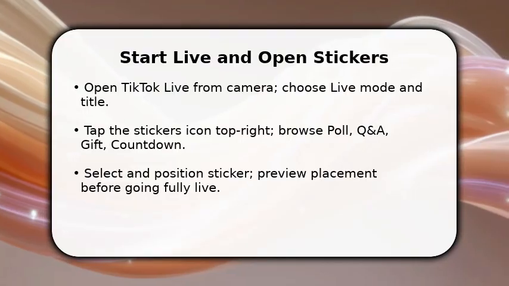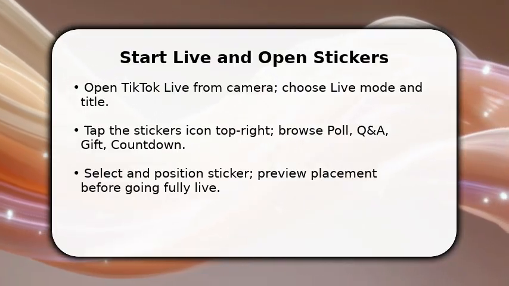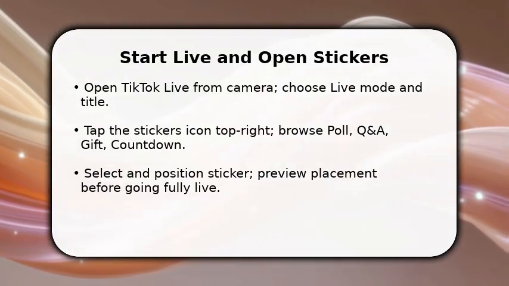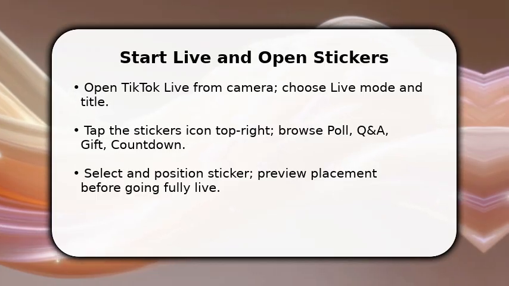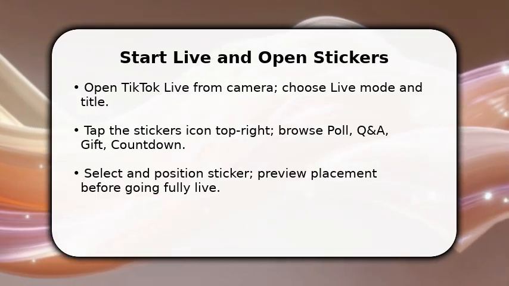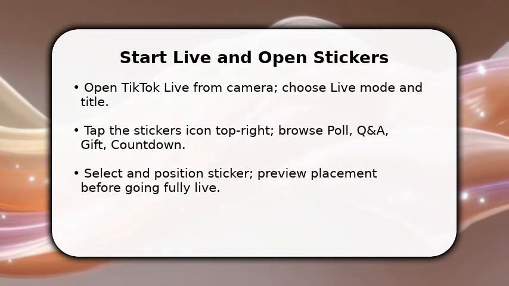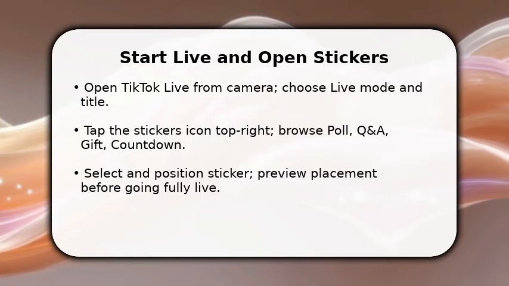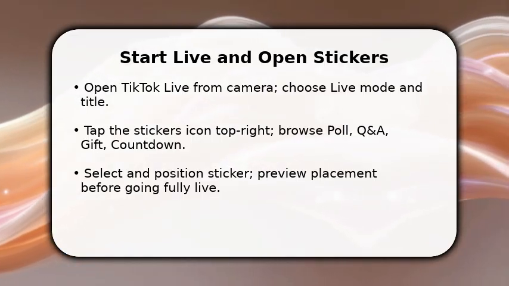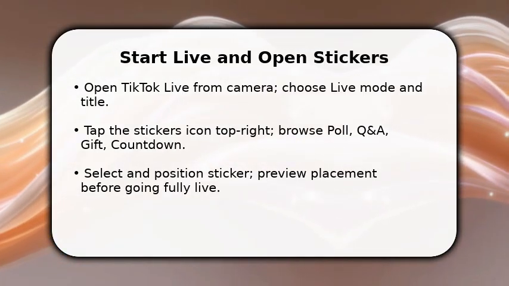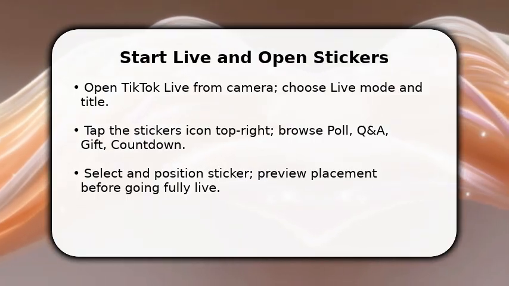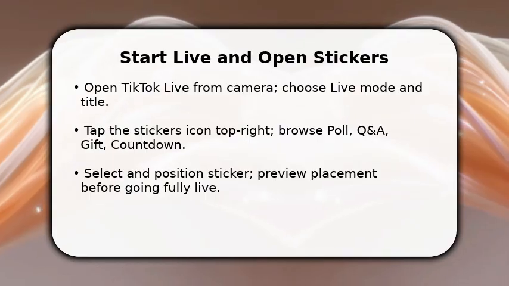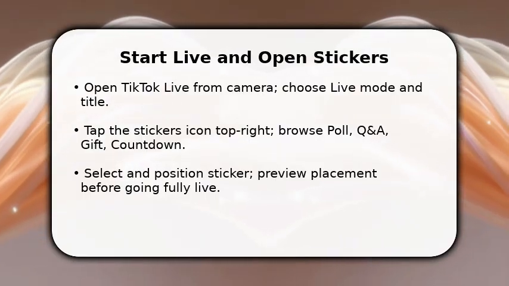You're live ready. Start your live and name it so viewers know the topic. Once the live preview appears, tap the stickers icon at the top. This exposes poll, Q&A, gift, countdown, and other overlays. Choose the sticker you want and drag it to a clear part of the screen where it won't block important visuals. Make sure text and buttons remain readable. This reduces accidental taps and keeps engagement high as viewers join in.